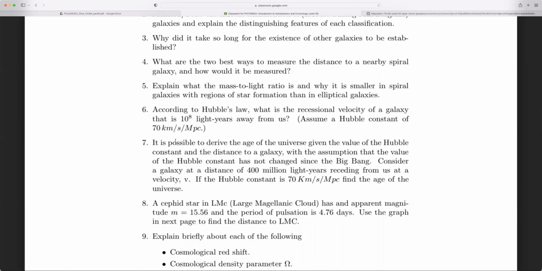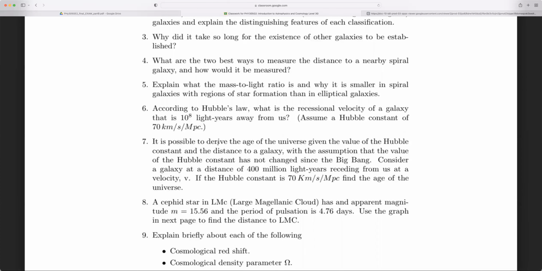And then there is a question about whether it is possible to derive the age of the universe given the value of the Hubble constant and the distance to a galaxy, with the assumption that the value of the Hubble constant has not changed since the Big Bang. Consider a galaxy at a distance of 400 million light years receding from us at a velocity of v. If the Hubble constant is 70, find the age. That question is to find the age of the universe.